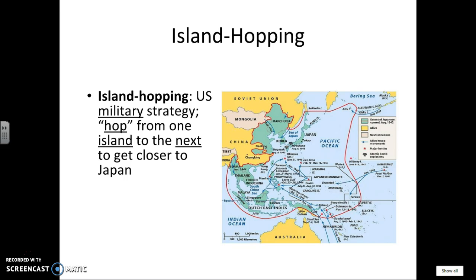As things continued to get bad, the United States used this strategy called island hopping. It's a U.S. military strategy where we would hop from one island to the next to get closer to Japan so we could launch an attack on the mainland of Japan. You notice in the big red circle there, Japan has control of hundreds and hundreds of islands. We couldn't get control of all of them, so we chose strategic ones that would get us closer and closer so that we could launch an attack on the big island of Japan.